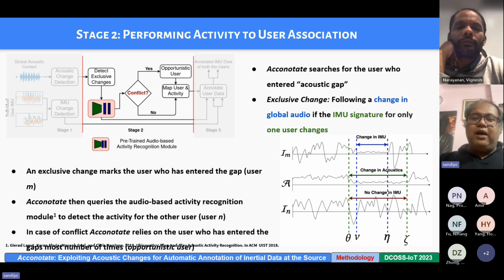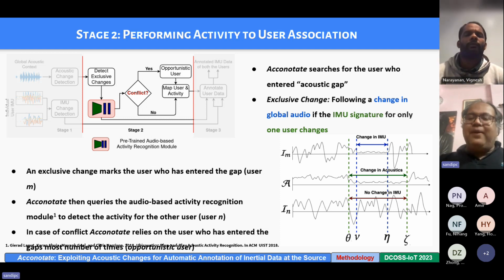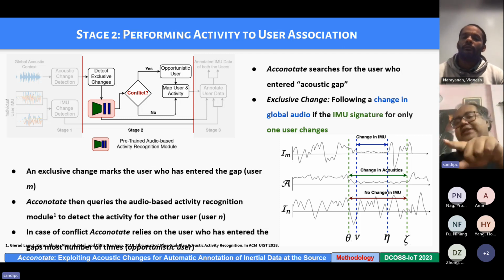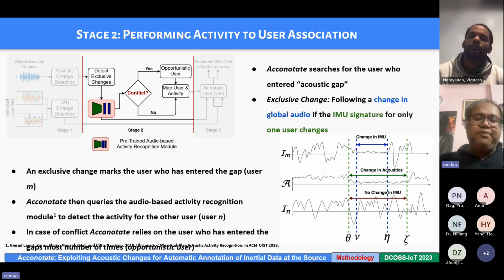That way we apply something called exclusive change, and the idea is that in the global audio, if we see that there is a change in the IMU signature as well as a change in the audio signature, that basically means the IMU signature changed for one user, because of which it reflects in the audio data, and we observe a similar change point in the audio. So that way we detect the exclusive change which marks the user who has entered the gap.